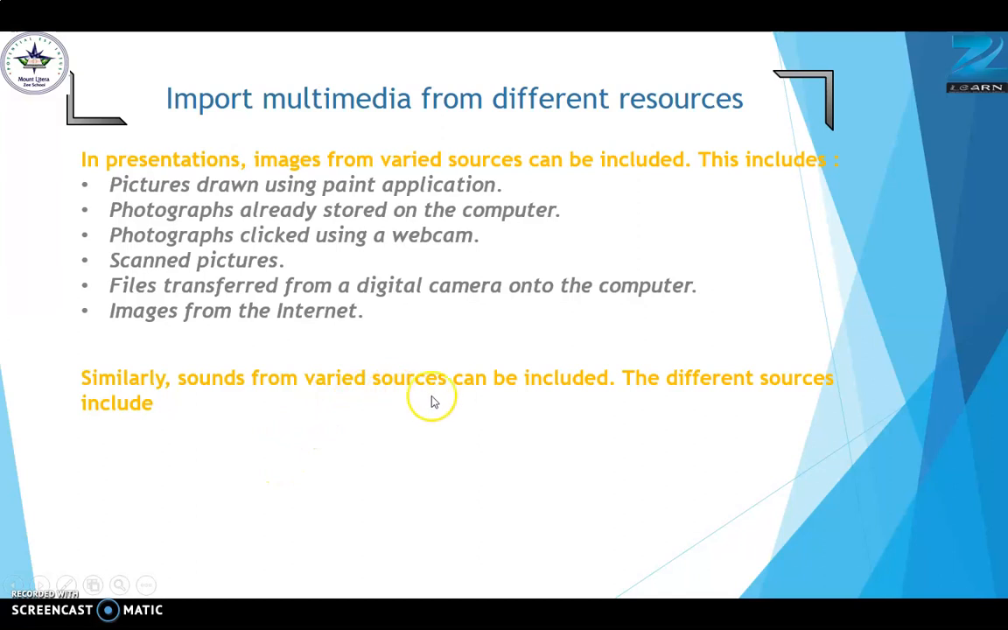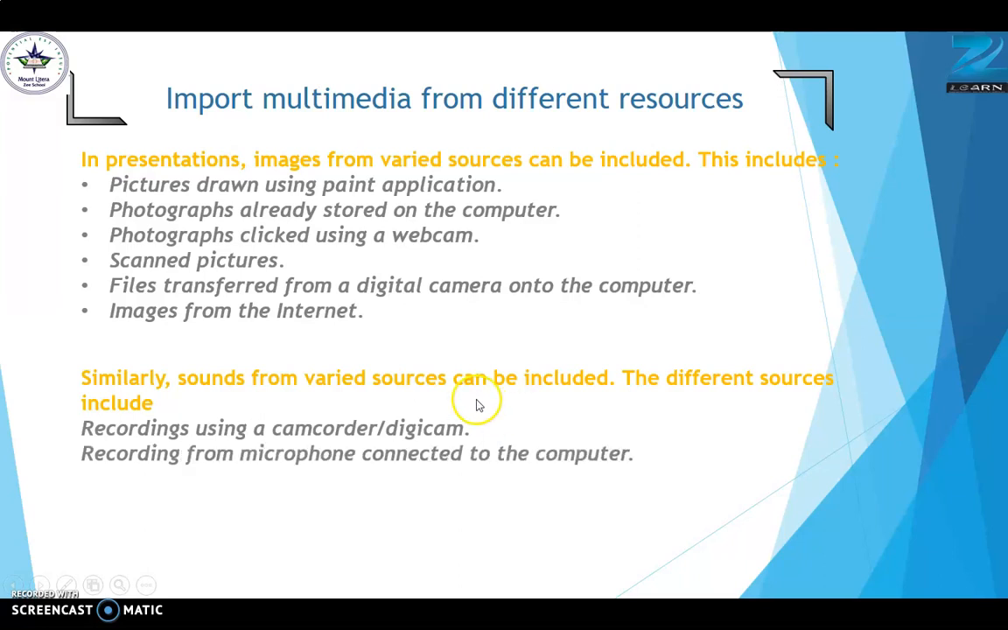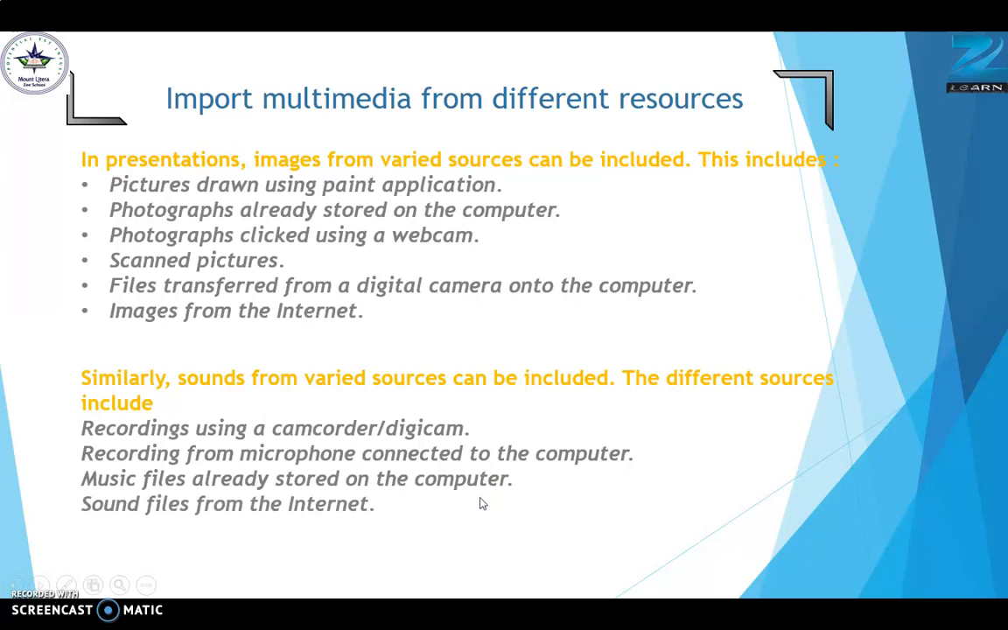Similarly, sounds from varied sources can be included. The different sources include recording using a camcorder or digicam, recording from a microphone connected to the computer, music files already stored on the computer, and sound files from the internet. So all these are the sources from where you can get audio or video also.